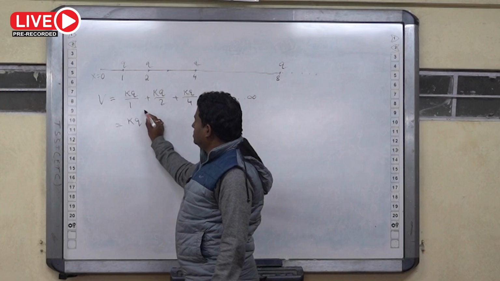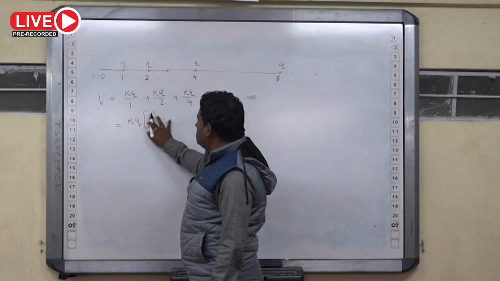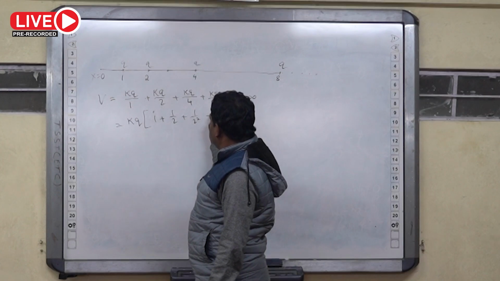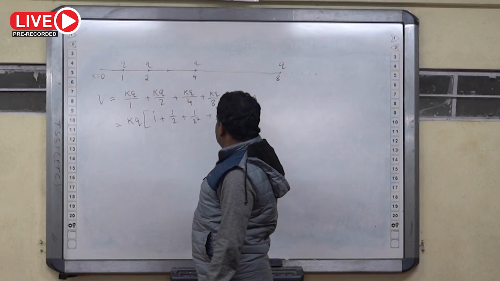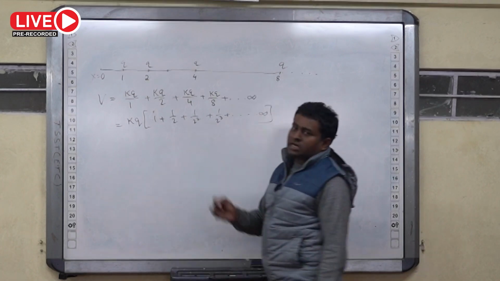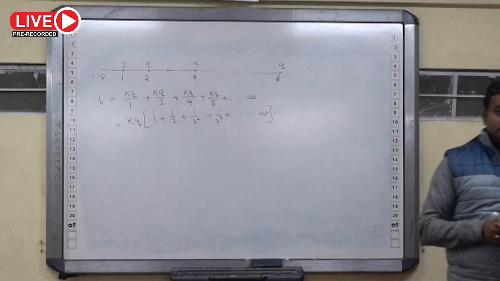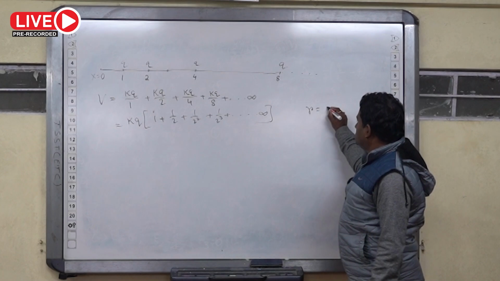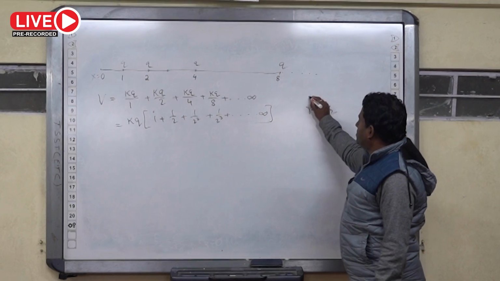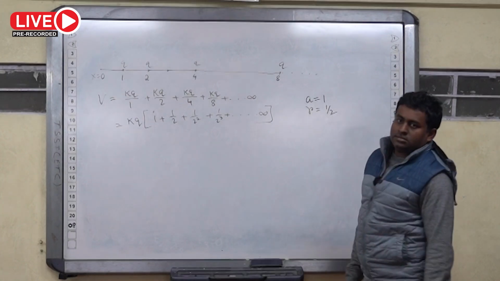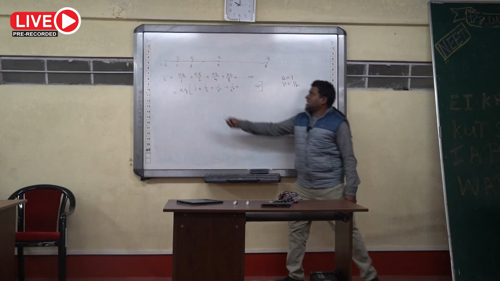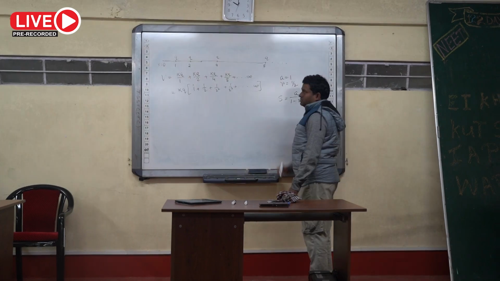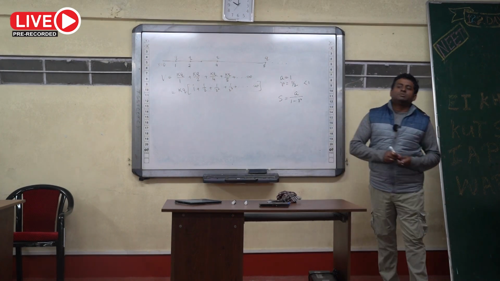Then with kq common, you can write this as 1 plus half plus 1 by 2 square plus 1 by 2 cube, and so on. So this pattern shows that it is an infinite GP series with common ratio r equal to half and first term 1, like a, ar, ar square, and so on. This is the standard result for the sum of a GP series.